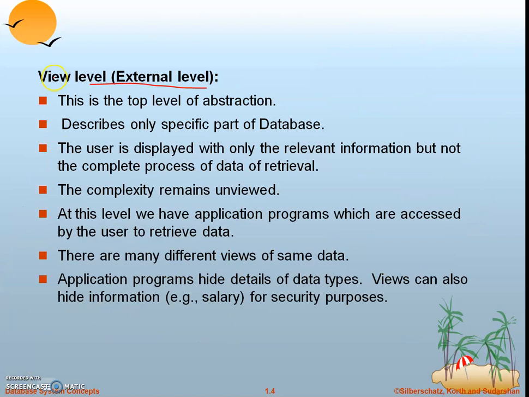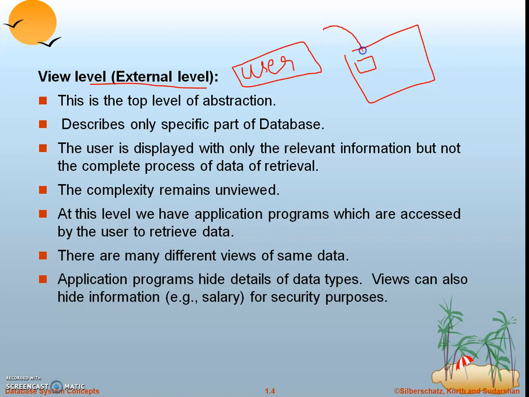So the third level and the last level is the view level or the external level. This is the point where the user comes into action. User means a common man or you and me who is going to access the data through some application that is designed. Application in the sense you can call it like a web page. A web page is also an application through which you are going to access the data, isn't it? So this is the point where the actual view is being designed for the user's sake.